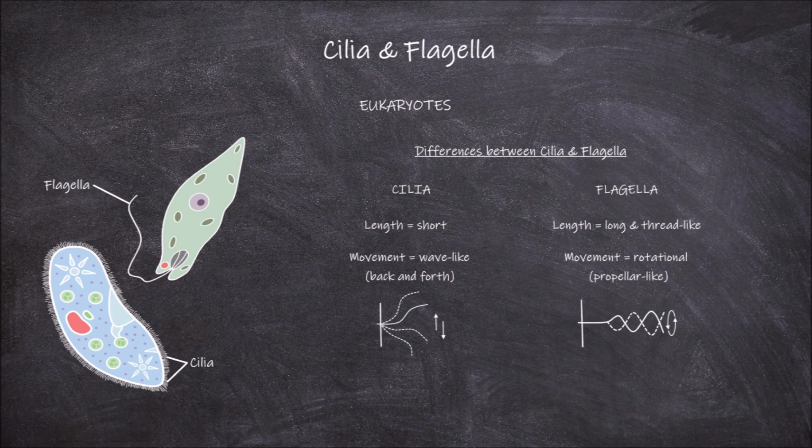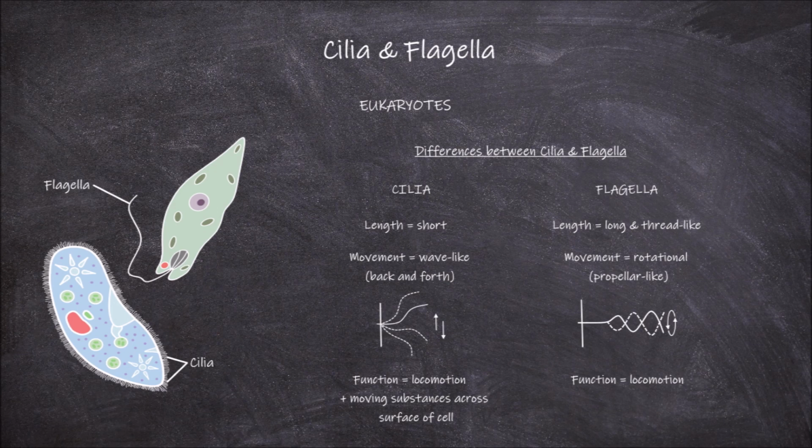The third difference is in their function. Cilia function in locomotion when found on unicellular eukaryotes. In multicellular eukaryotes, cilia function together to move substances across the surface of the cell. Flagella primarily function in locomotion, moving an entire cell around, such as moving around a single-celled eukaryote or a single cell such as a sperm cell.